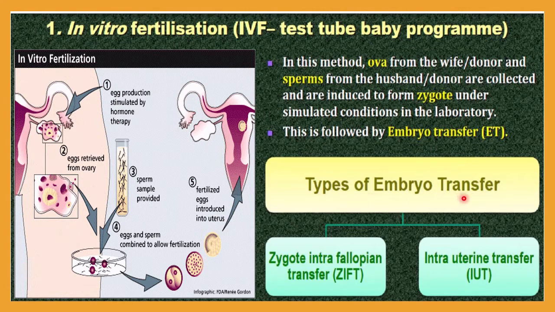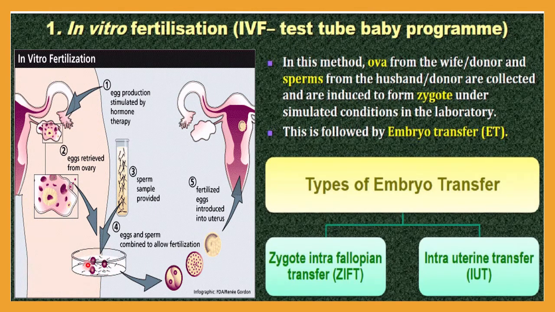First of all, egg production is stimulated by hormones in the female. As a result, eggs will be produced. Then eggs will be retrieved from the ovary. Here you can see the egg retrieved in the laboratory. Then a sperm sample will be collected from the male. The sperm sample and the egg are combined here, and the fertilization event is induced. After fertilization, a zygote will be formed outside the body in laboratory conditions.